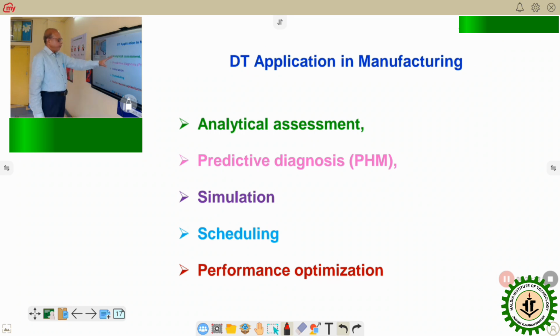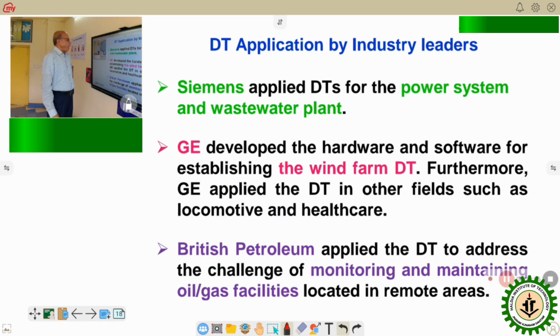So some prominent application areas that can be considered as part of DT capability are analytical assessment, predictive diagnosis, simulation, PHM (prognostic health monitoring), scheduling, and performance optimization, which I had told earlier as well. So I am not repeating. Accordingly, we see that these have not yet been implemented at the factory level. Then what is the utility?